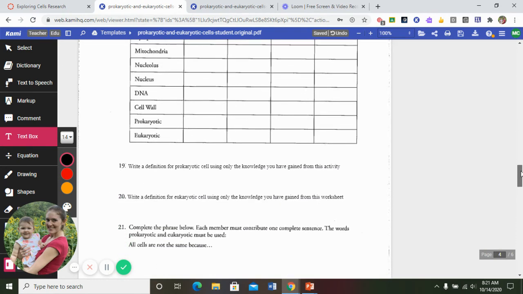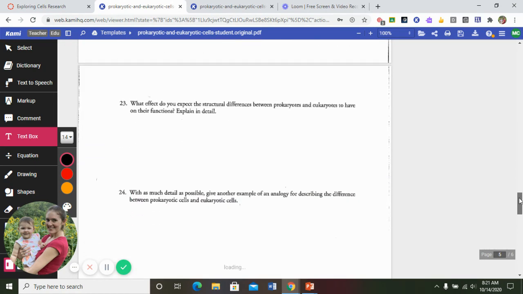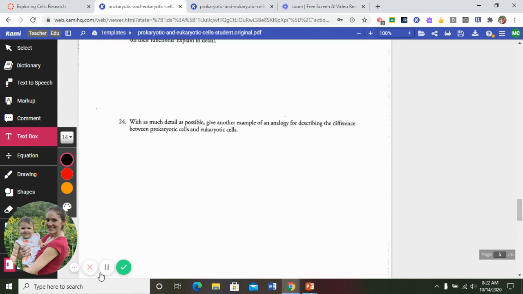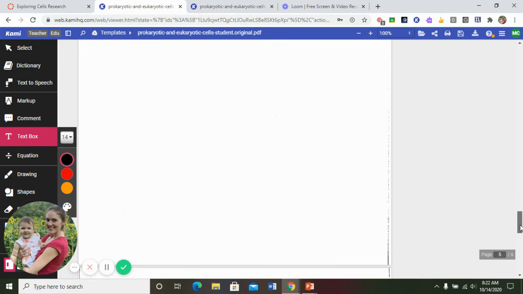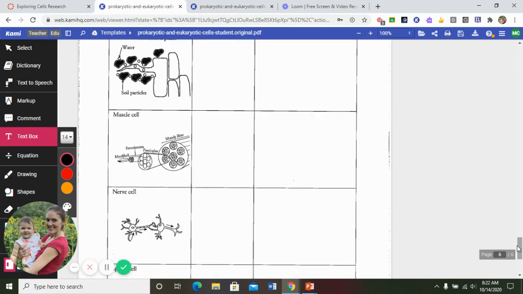Write a definition of prokaryotic using only the knowledge you've gained from this activity. That means I don't want you to look it up online. I want you to come up with a definition that makes sense for you. And you'll continue on answering those questions until you come all the way down here to the very end.